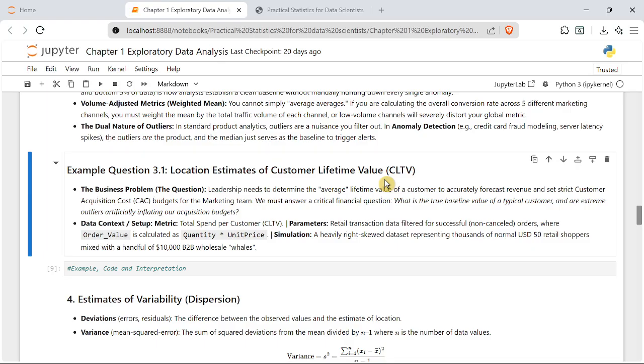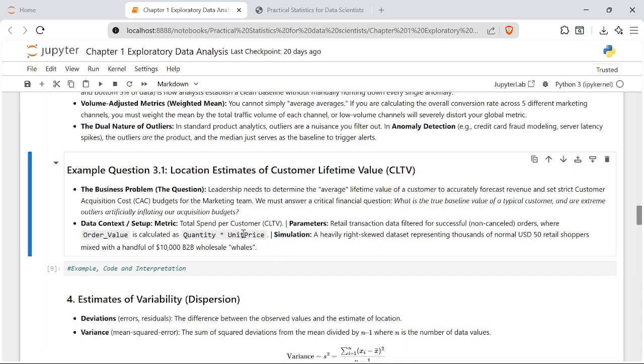But there is a massive trap here. If extreme outliers are artificially inflating our average, marketing will overspend to acquire new users, burning through our cash runway. Today we are going to use Python to find true baseline values of a typical customer.